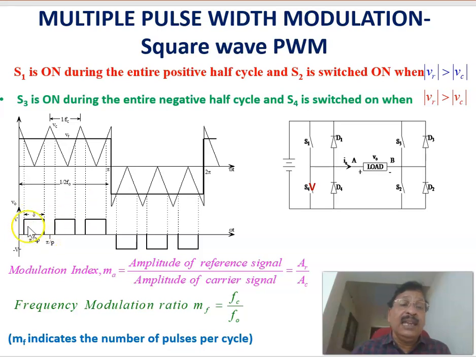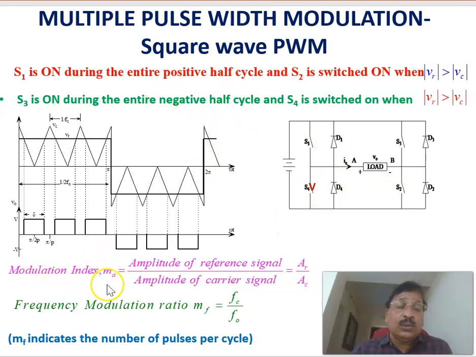Therefore, this is a multiple pulse modulated square wave in which a square wave reference signal is compared with a triangular signal. As the reference signal magnitude is more than the triangular signal, the corresponding switch is on and you will be getting a voltage. And if it is less than, the switch is off and you will be getting a zero voltage. Therefore, that is the working of this modulation technique.